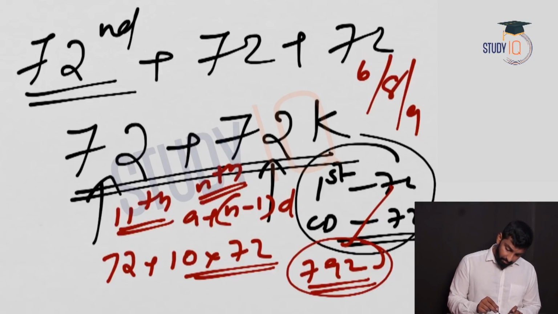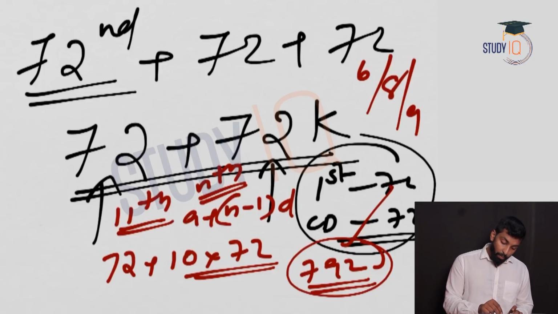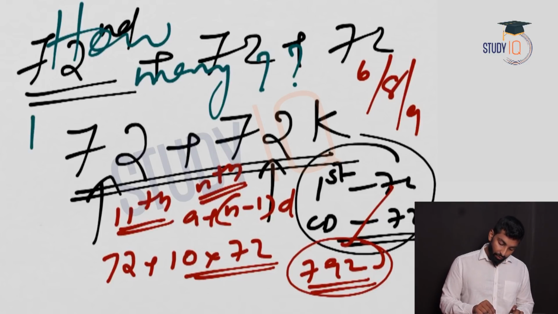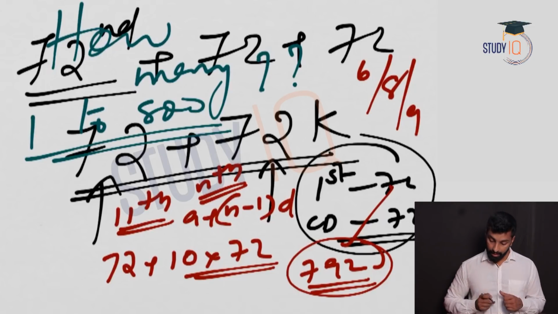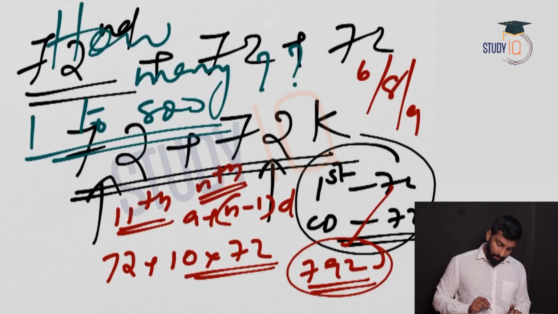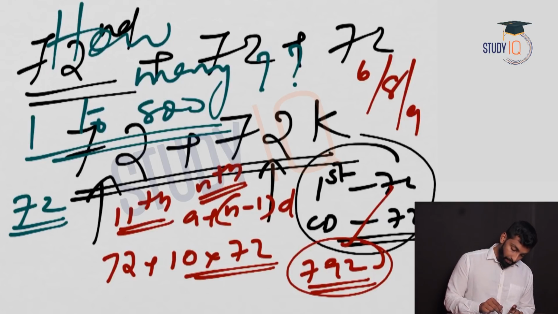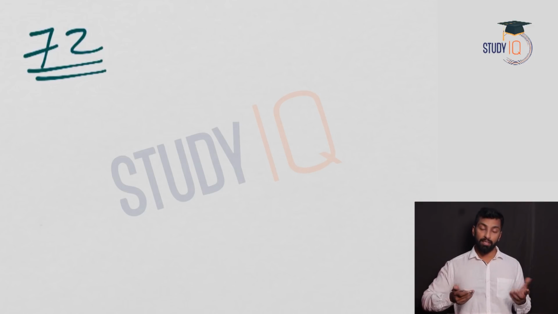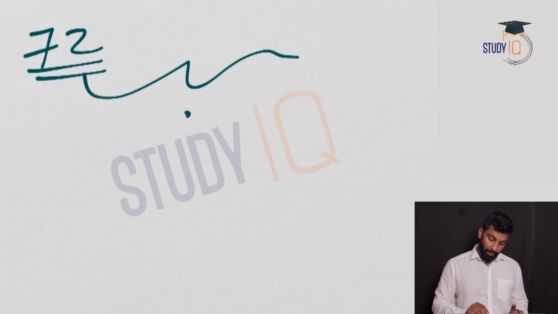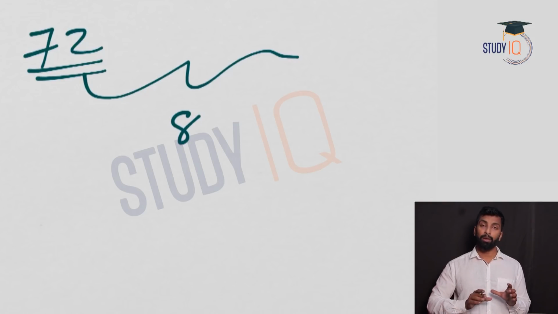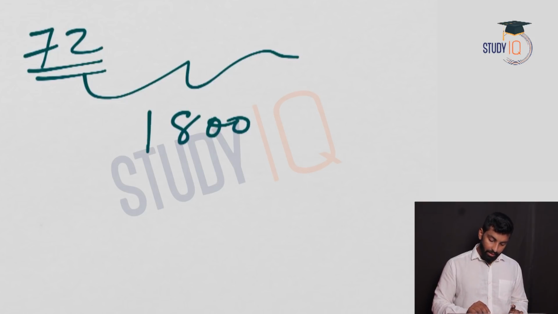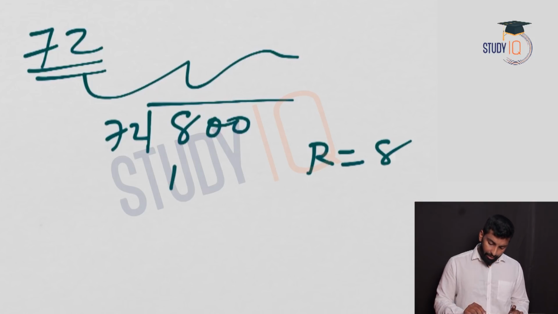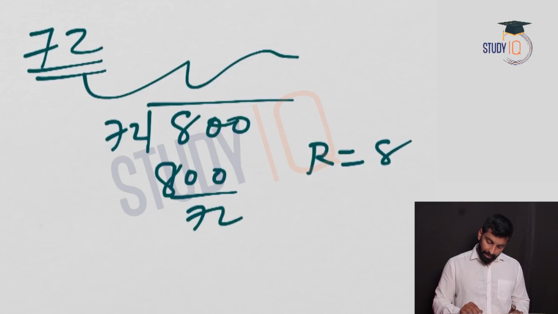Or they can ask you another question in a different way. How many such possible boxes are there within a range of 1 to 800? We know the first such possible number is 72, we got it already. They're asking within 800 how many such boxes are there, so I am only looking for the multiples of 72. To find the multiple of 72 less than 800, I'll do this division. I'll divide 800 by 72 and see what the remainder is.